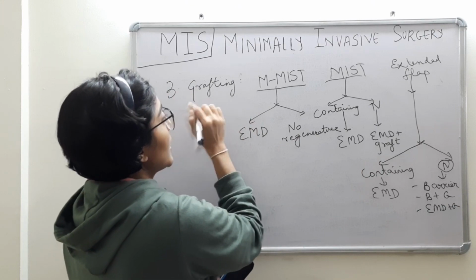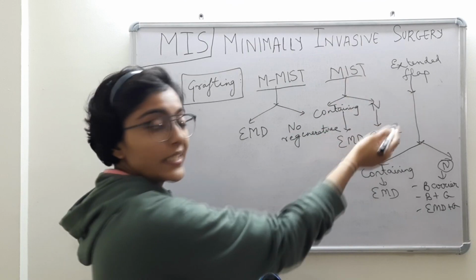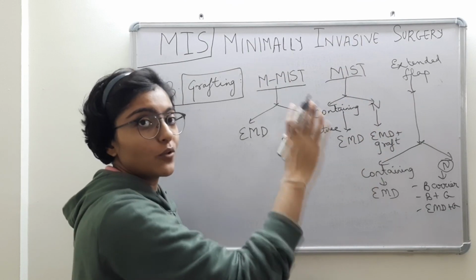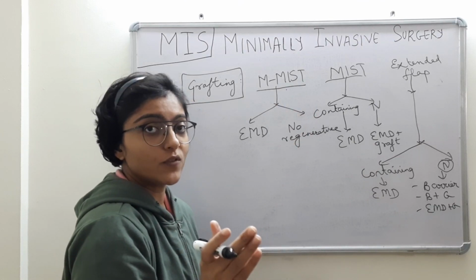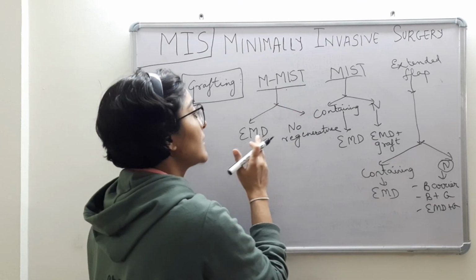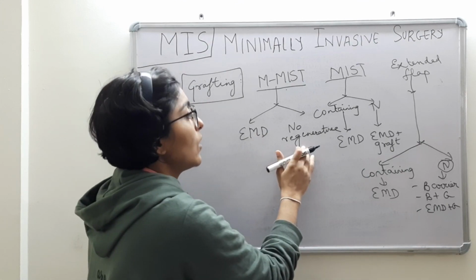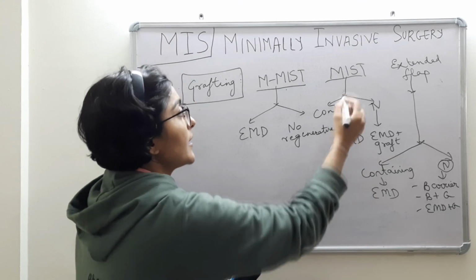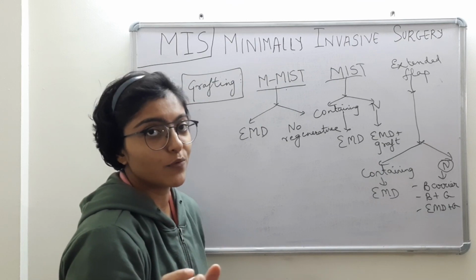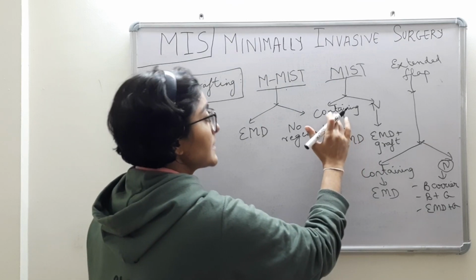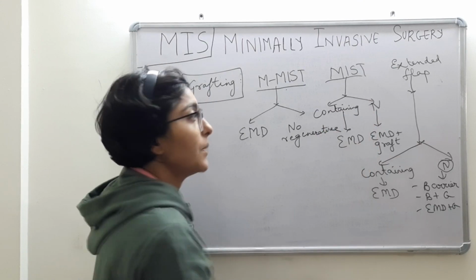Clear? The third flow chart is regarding the choice of grafting material based on the technique that is selected from the previous flow chart. So if it is modified MIST, meaning involving 1/3 of the roots and cleansable from buccal aspect, either we perform or we don't perform. If we perform, we use endogen, or we don't perform at all. In case of MIST, which involves 1/3 of the root surface but not cleansable from buccal aspect, if it is containing, endogen; if it is non-containing, endogen and graft material.